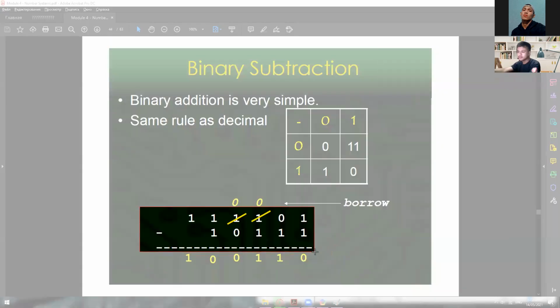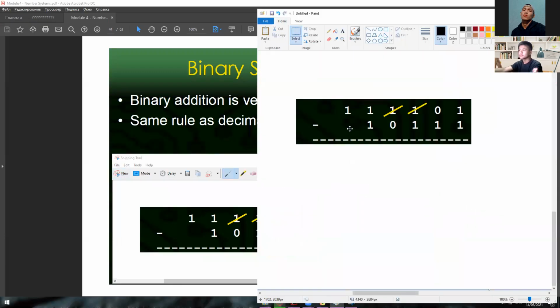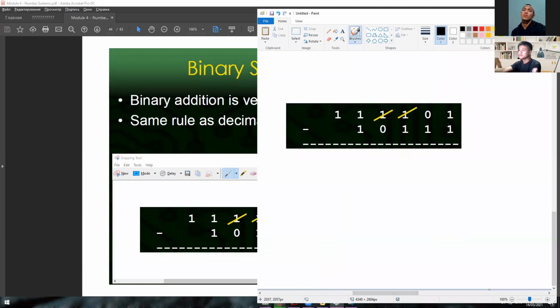Okay, let me just get this one, and then we'll compare our answer later on. All right. So in here, 1 minus 1 is 0. So I guess no problem with that one. But 0 minus 1 cannot be, so we have to borrow from the neighbor of this 0 right here.